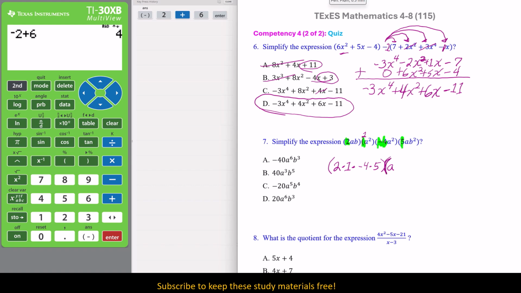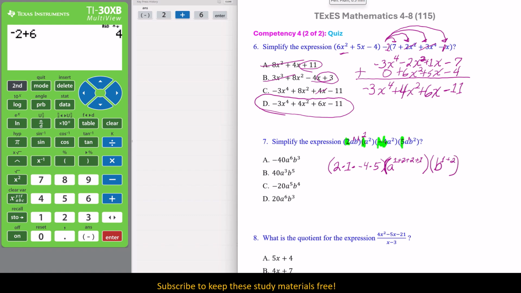When we're multiplying terms, remember, when you multiply with the same base, the exponents are added together. So we have 1 plus 2 plus 2 plus 1. Then we have b, and I have 1 there, and I have none here, but 2 in the last term, and then plus 2.